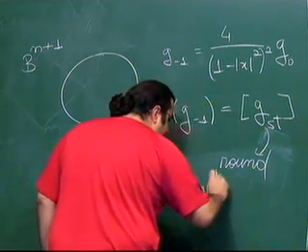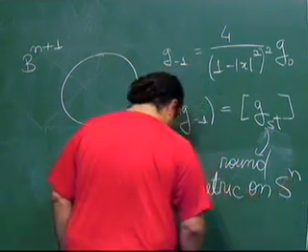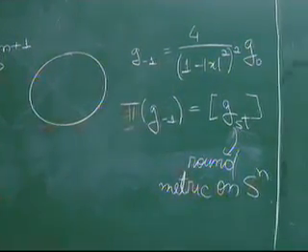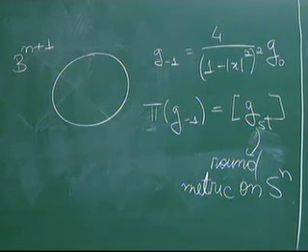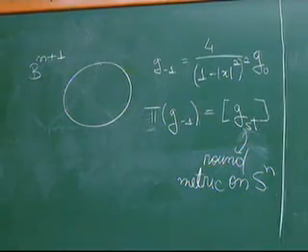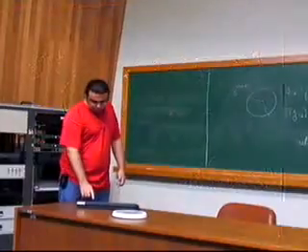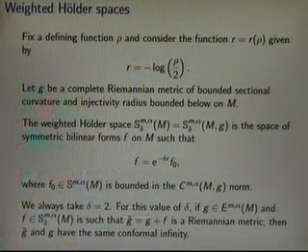Round metric on Sn. All right. Okay, and I'm also going to need the space of C^{m,alpha} symmetric bilinear forms on M. All right, so you have these weighted Holder spaces.